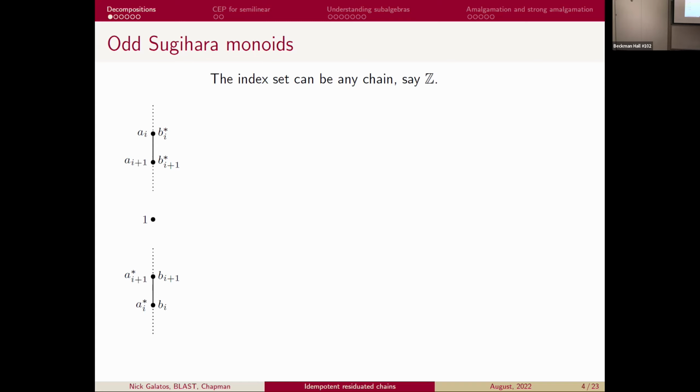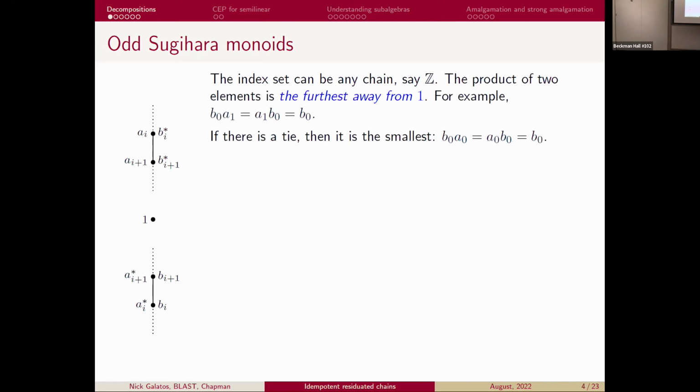What is the multiplication? If you have any two elements and you want to multiply them, you pick the one that's furthest away from the center, from the identity. So you have a notion of distance. I'm assuming everybody knows how far something is from the identity. If you have two elements, take the furthest away. If there's a tie, for example, a0 times b0, then break the tie by picking the smallest of the two, the element that's below the identity. So this gives you an example of a residuated lattice.